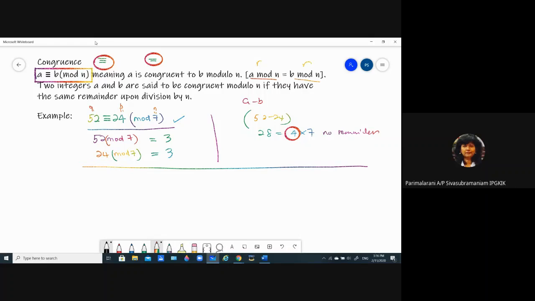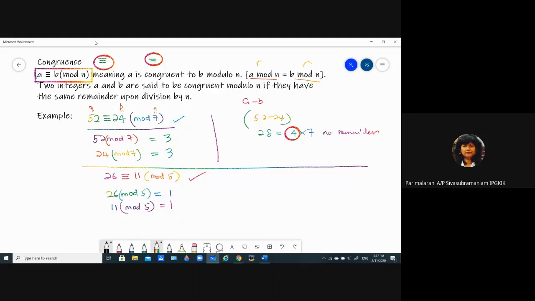Okay, let's do one more example. 26 is congruent to 11 mod 5. Is this correct? So what must we check? We must find the remainder of 26 mod 5. What do we get here? 1. Yes. How about 11 mod 5? Also 1. Because the remainder is the same, therefore this is correct.